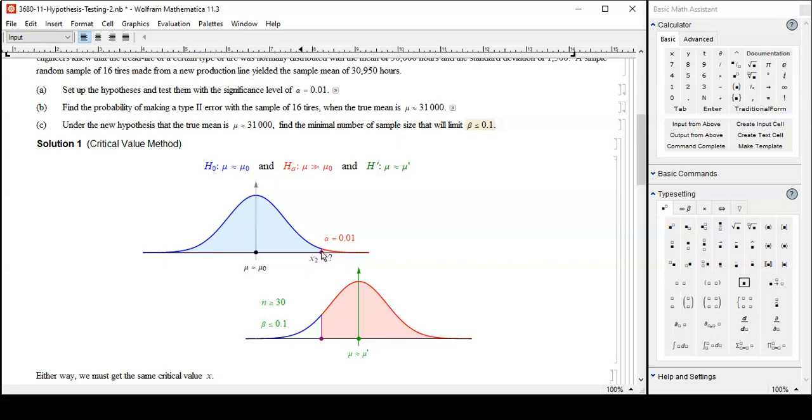So how do you find out the X value here from the first picture? You can't. That's a problem. Previously we could because we knew the standard error. Here we don't know the standard error. Sigma over square root of n, we don't know square root of n, so we don't know the standard error.